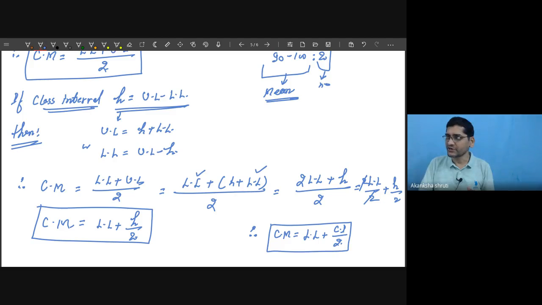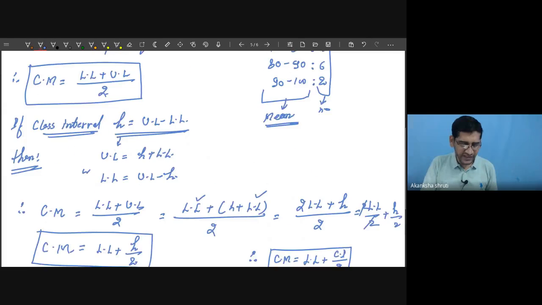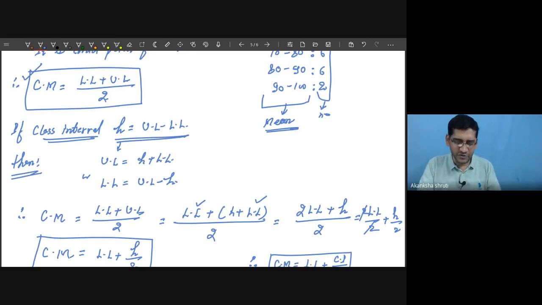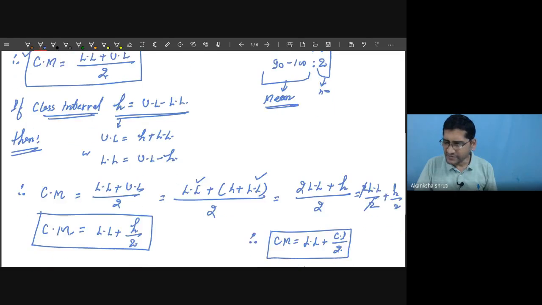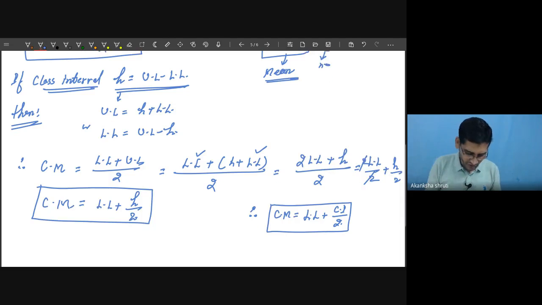Mostly we are using this one to calculate the class mark. That we will do. It is one way. Whether class mark is upper limit plus lower limit by 2, or class mark is equal to lower limit plus class interval by 2. So here the lower limit is outside, not divided by 2. Calculate the class interval or range, divide it by 2, then add it to the lower limit. That is the other way.